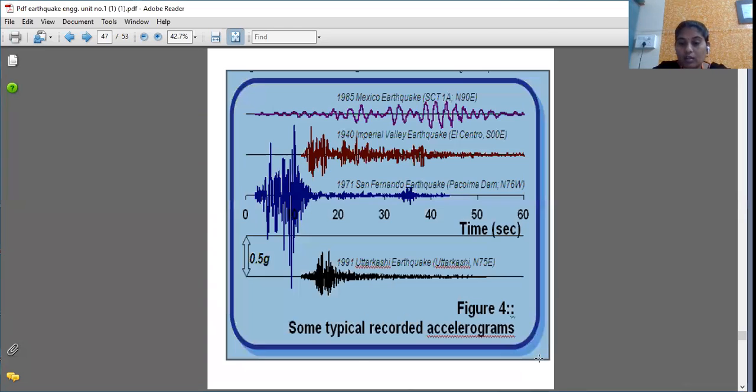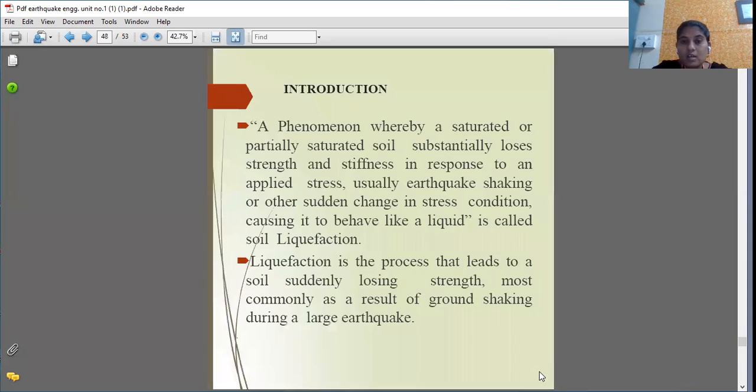So now we'll move towards the next point, and that is the last point from our chapter 1, and that is soil liquefaction. We'll see what soil liquefaction is in detail. A phenomenon whereby a saturated or partially saturated soil substantially loses strength and stiffness in response to an applied stress, usually earthquake shaking or other sudden change in stress condition, causing it to behave like a liquid is called soil liquefaction.